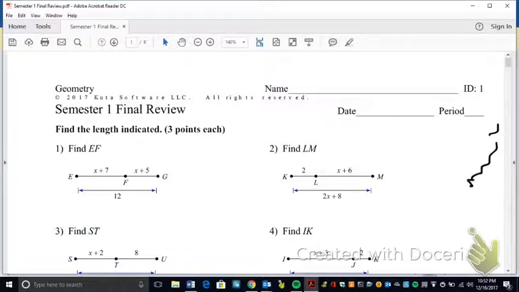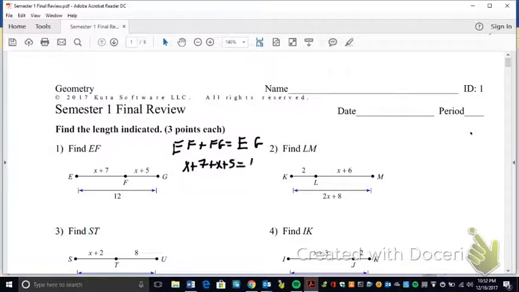If we have, hold on just a second. Let me get rid of that. That was my snake crawling across the screen. Okay. So if we have EF plus FG, we get EG. Then we just go ahead and plug everything in. That's going to give us x plus 7 plus x plus 5 equals 12. So then we want to combine our x's. So we get 2x plus 12 equals 12. We are going to subtract 12 from both sides, and then we get 2x equals 0. We divide by 2 on both sides, and we get x equals 0.